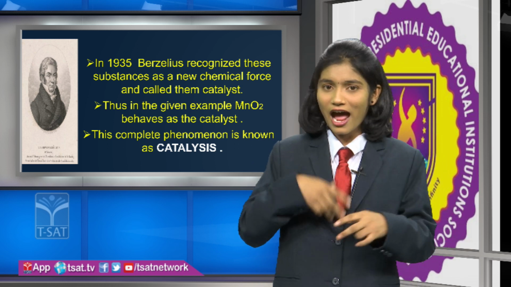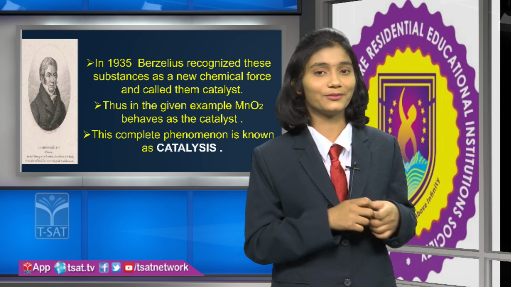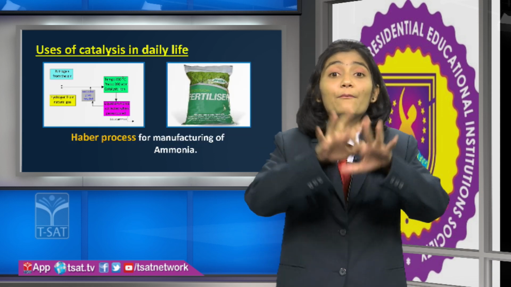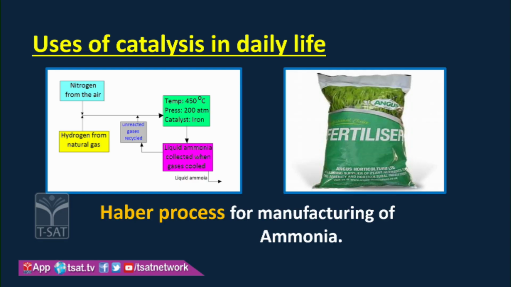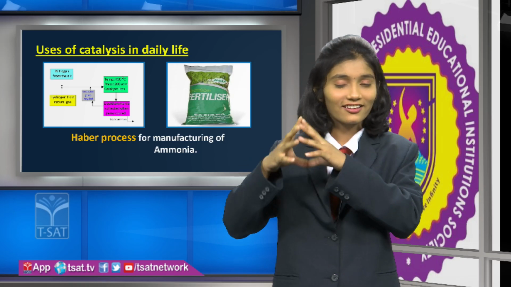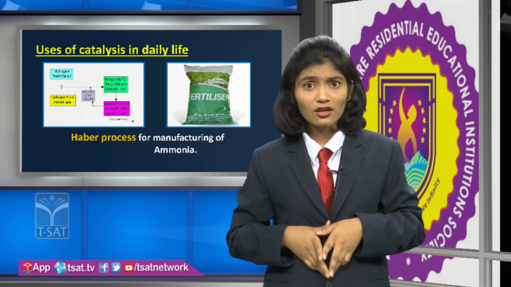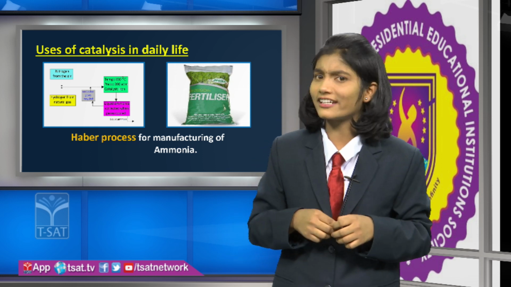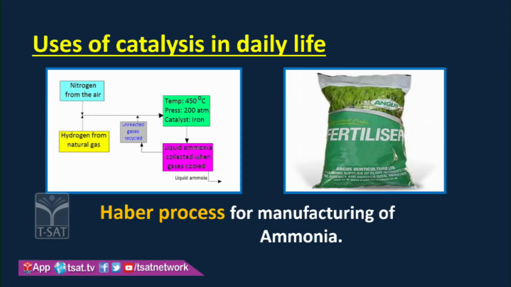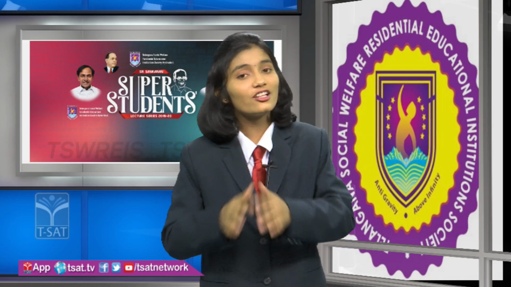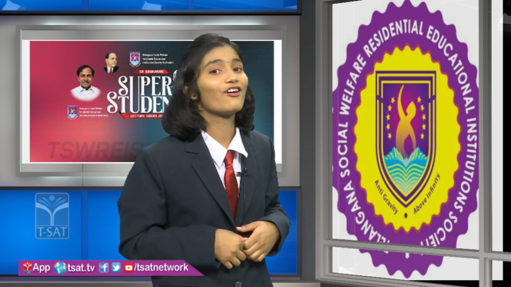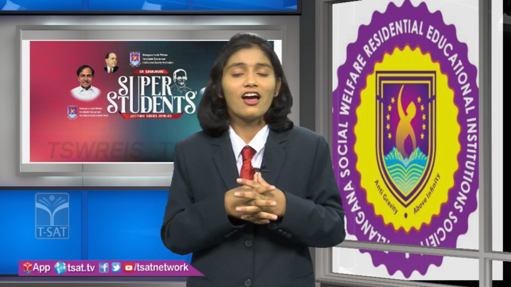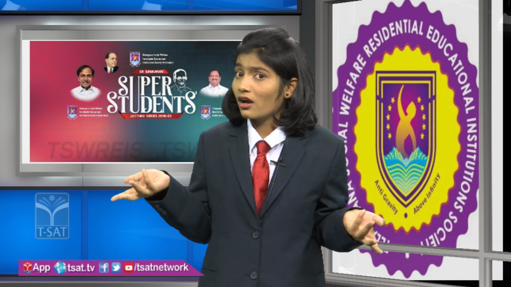So friends, now let us move a bit further. So friends, this complete process is known as catalysis. What's that? Catalysis. Do you know friends, where do we use this process called catalysis? In our daily life? Yes, we use this process of catalysis in the Haber process in the manufacturing of ammonia. What's that? Ammonia. Where do we use this ammonia?